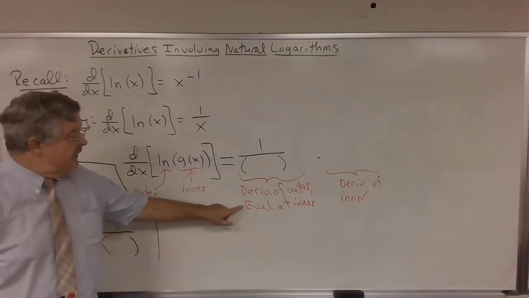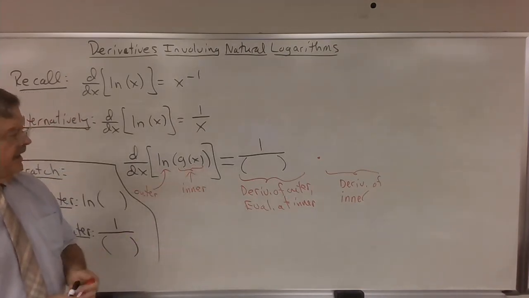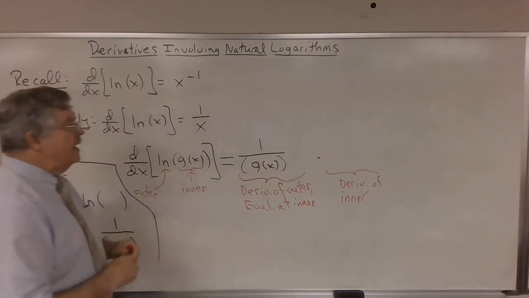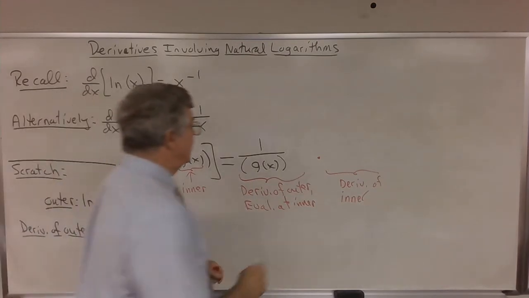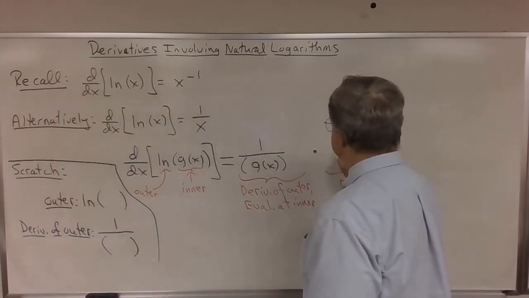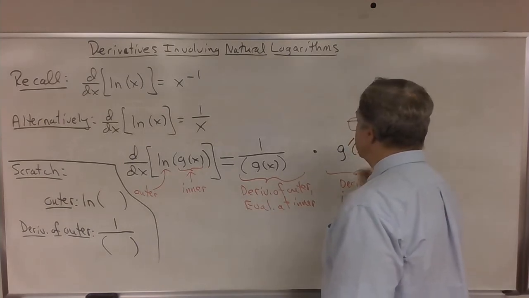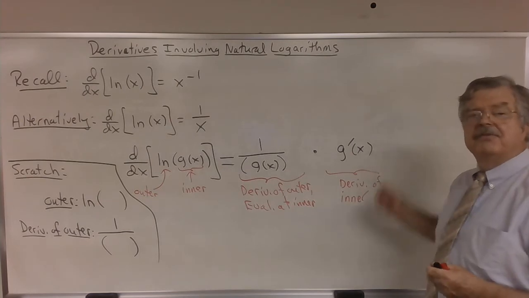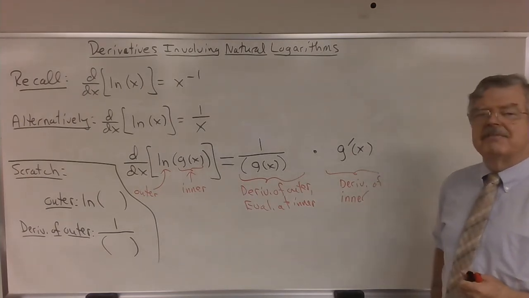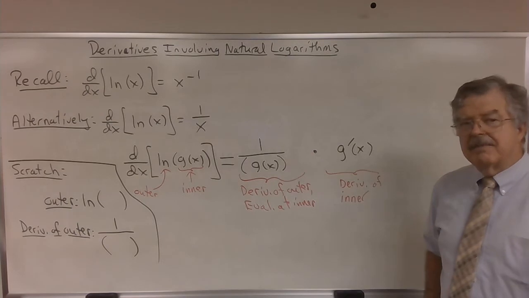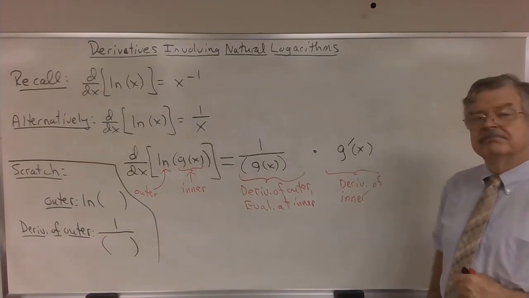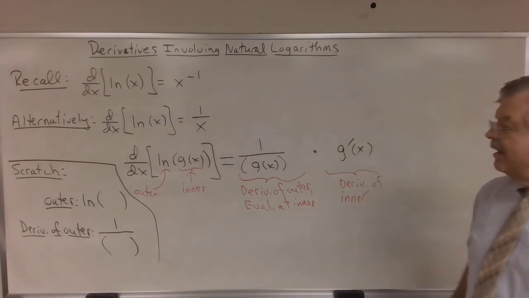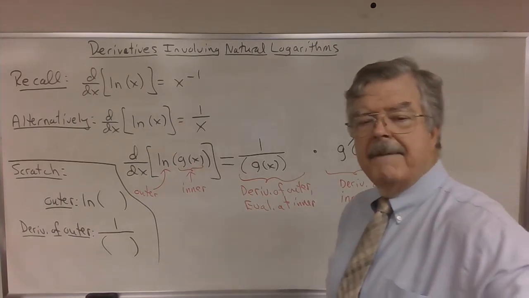And now we have to evaluate it at the inner, g of x. And then we have to multiply by the derivative of the inner, g prime of x. This is the derivative of the natural logarithm function evaluated at some other function. So I will write that a little bit more succinctly now.